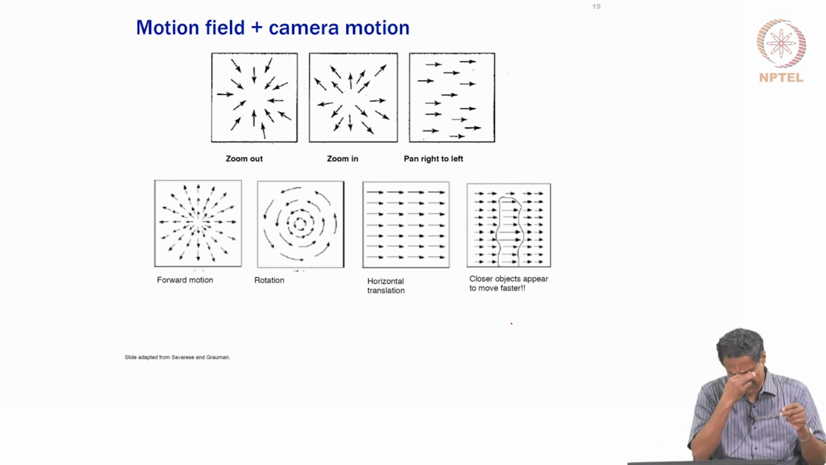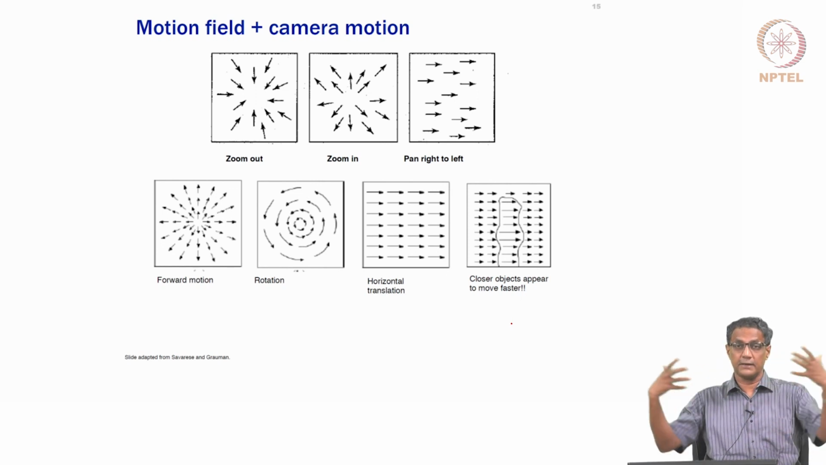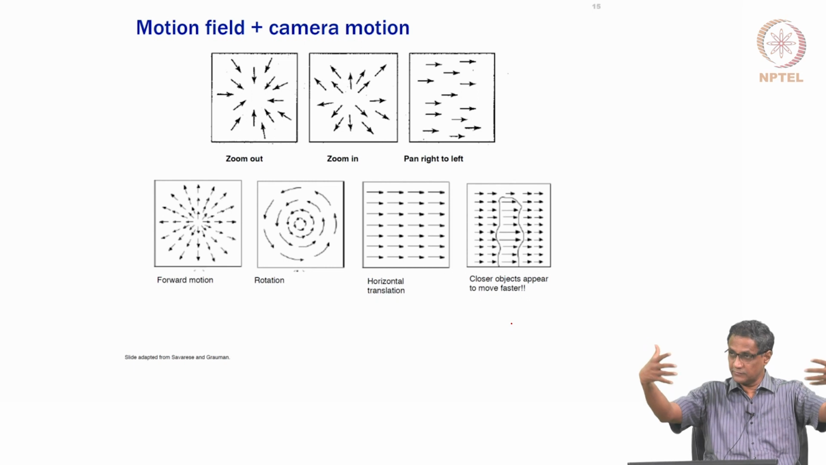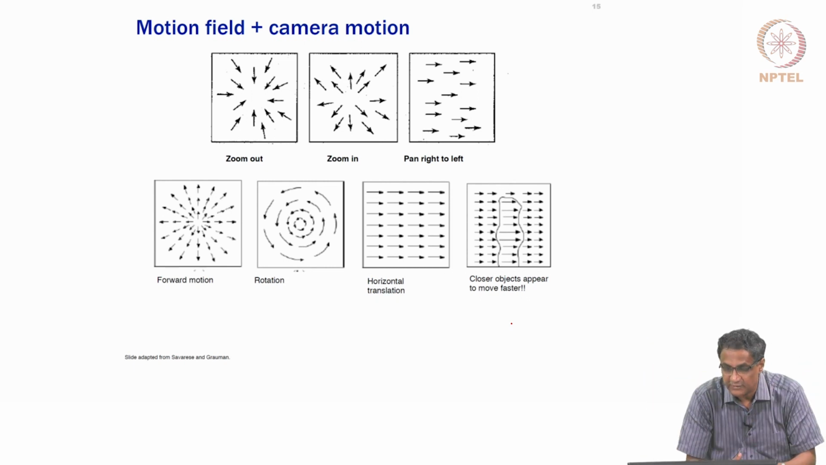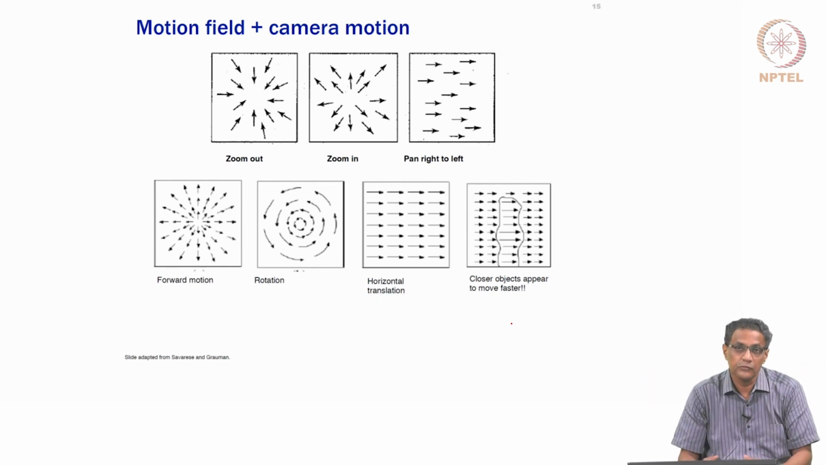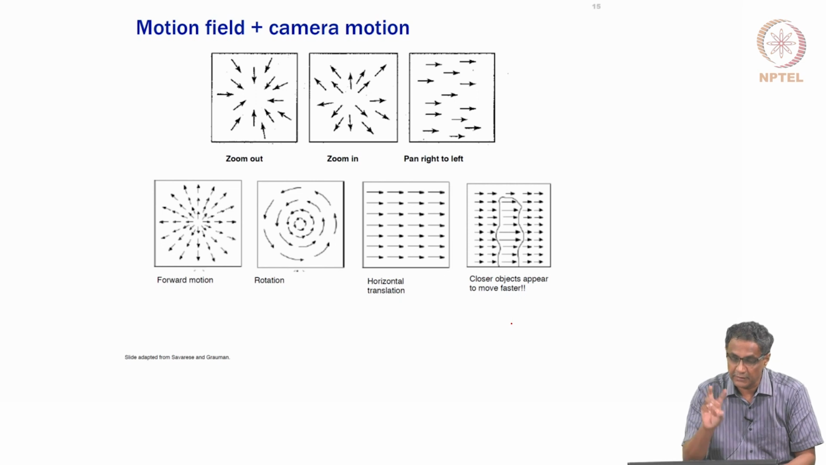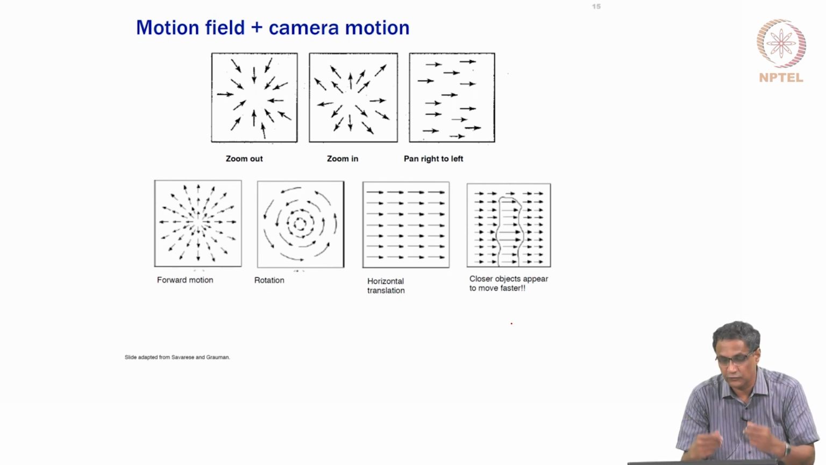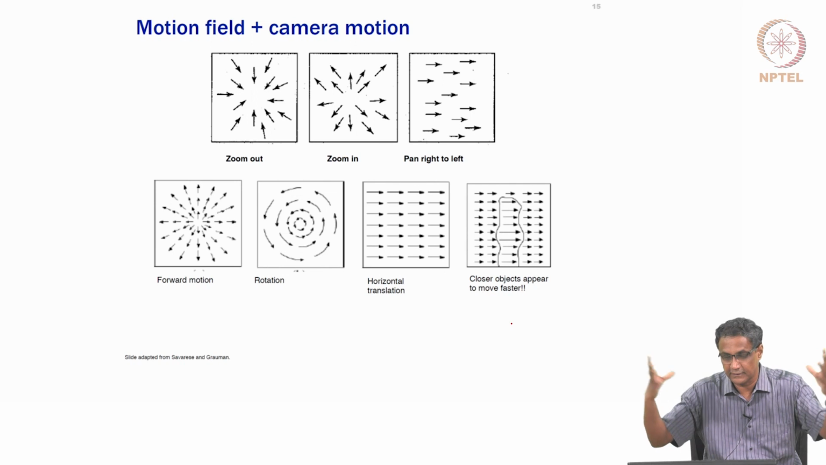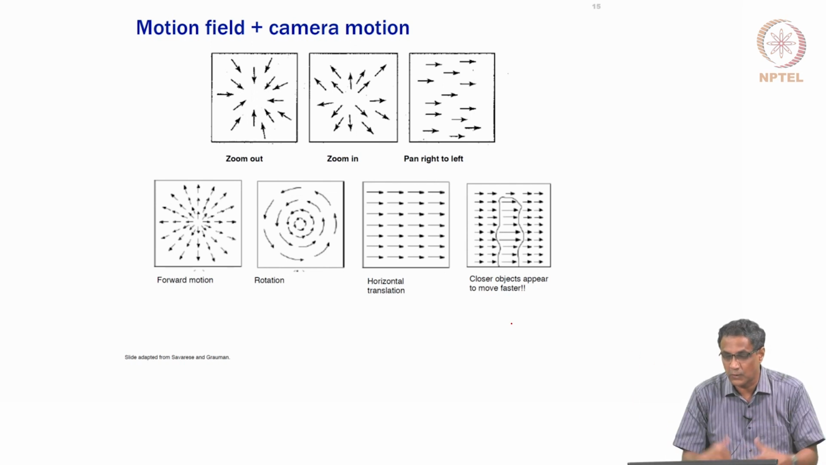Suppose you are just doing a camera lens adjustment. It will be like zoom out, because when you zoom out, all these patterns will start to shrink and come towards the center. The opposite is zoom in, when you change the camera focal length. That's like expanding, and that will create motion patterns going outward.